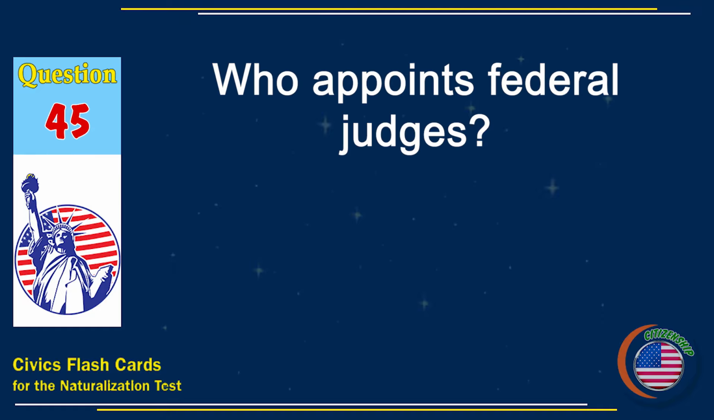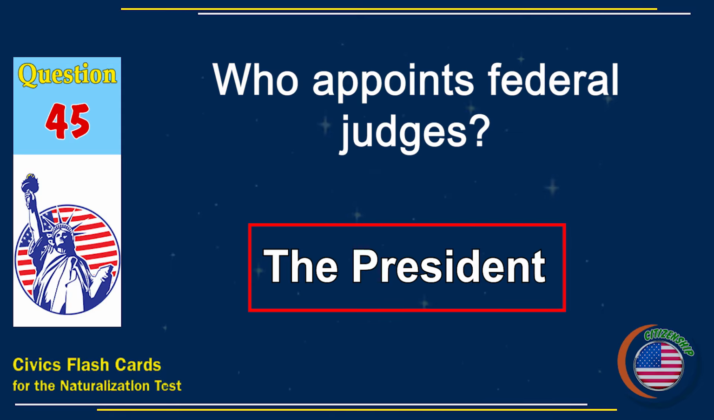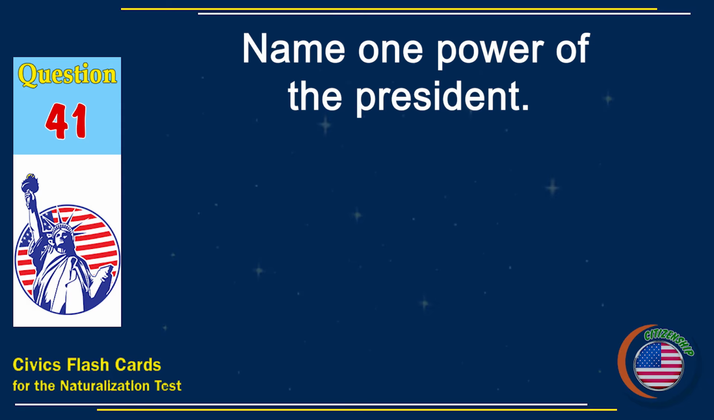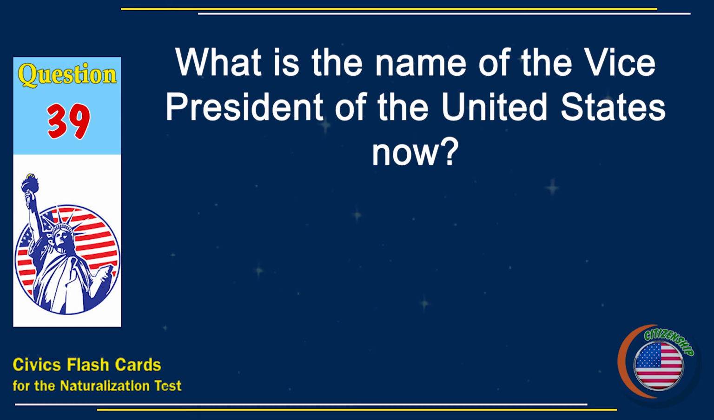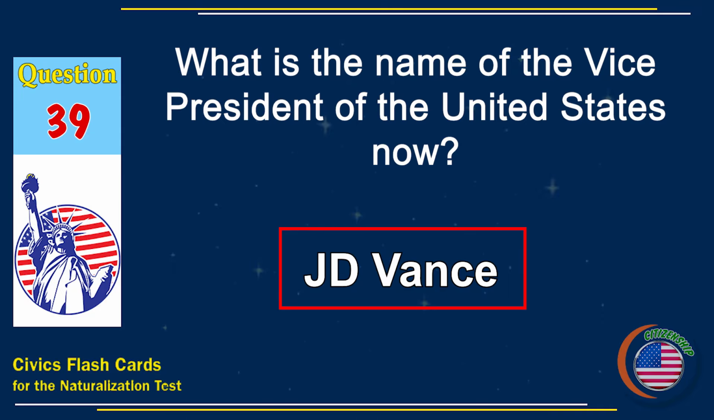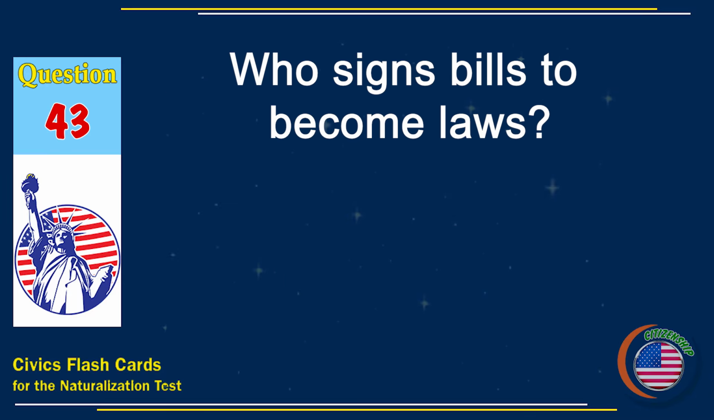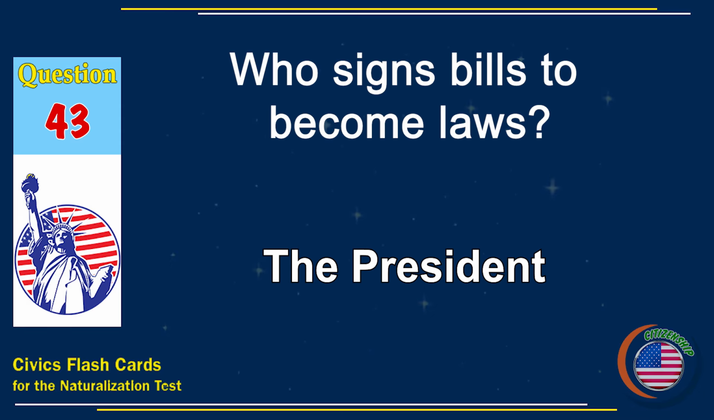Who appoints federal judges? The President. Name one power of the President. Signs bills into law. What is the name of the Vice President of the United States now? J.D. Vance. Who signs bills to become laws? The President.